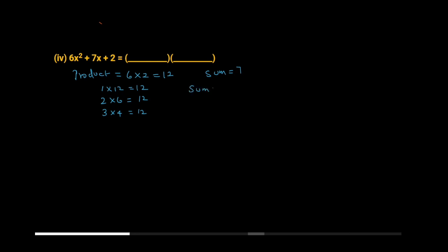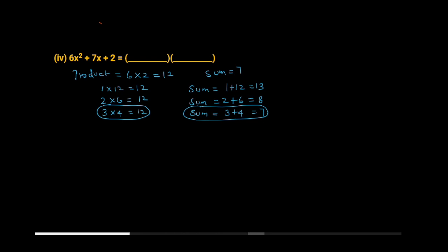So find the sum. 1 plus 12 gives 13. And sum of the next two integers, 2 plus 6, gives 8. Next, the sum of these two, 3 plus 4, will give 7. So these are the two correct integers. One integer is plus 3, another integer is plus 4. So these are the two proper integers.